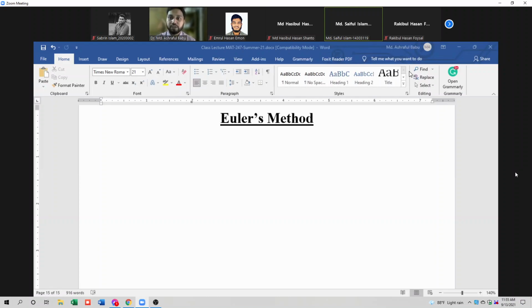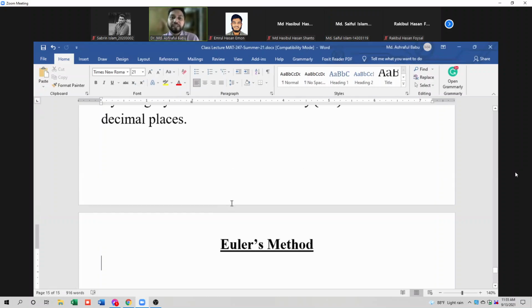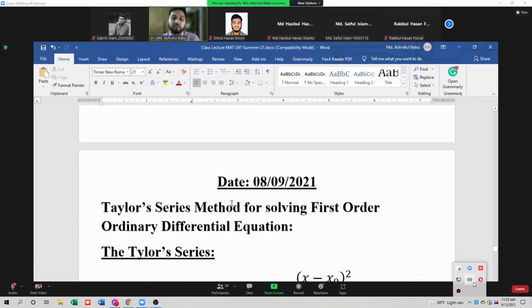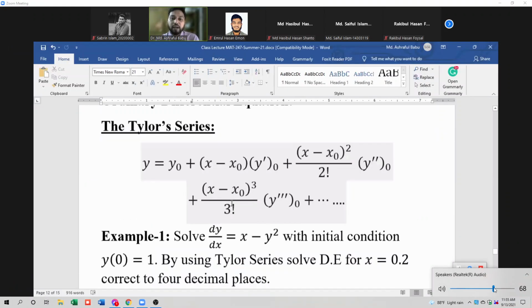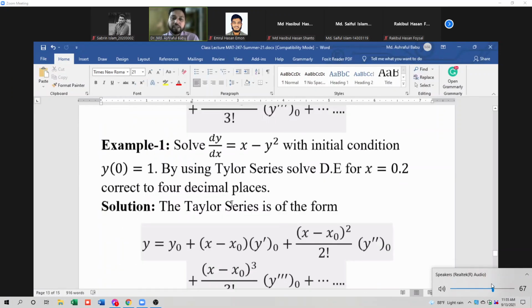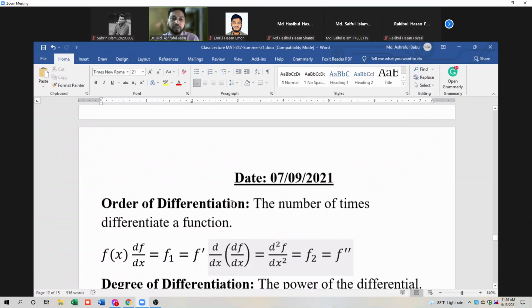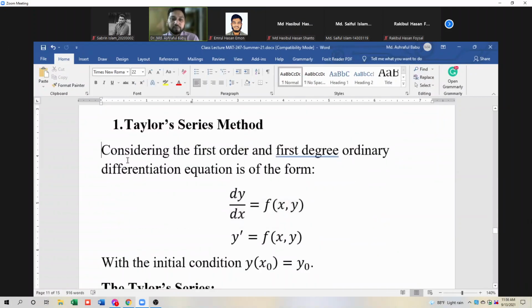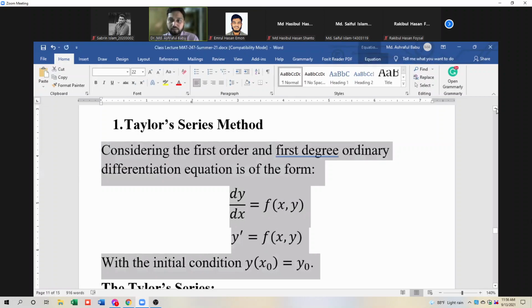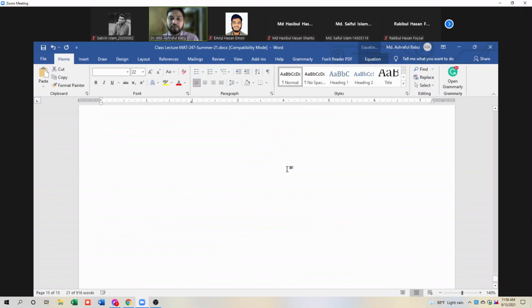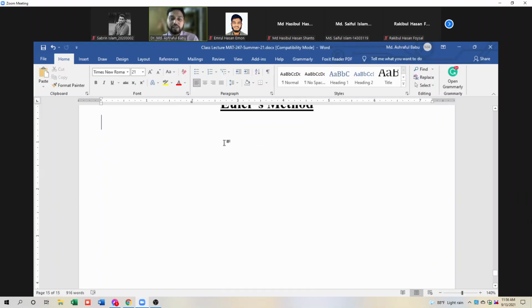Okay, so we may start. For this Euler's method, the problem description or problem specification is the same for all three methods. That is, we have to solve the differential equation, and the form of the differential equation is the previous one. So by this Euler's method, we have to solve this differential equation.